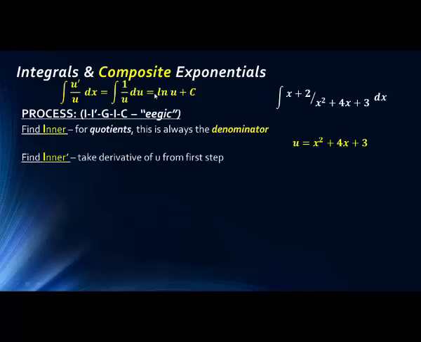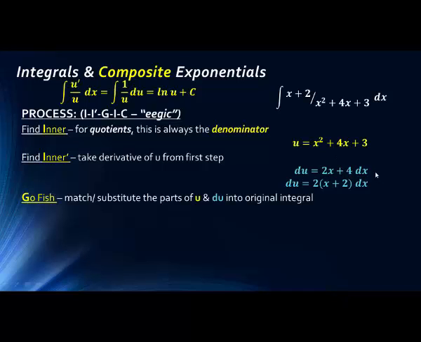Okay, so we've set up u. It's always the denominator. When we have a fraction, the u is the denominator. We take the derivative of u from the first step. So the derivative of this is 2x plus 4. Again, I see that that doesn't match exactly, so I factor it. Now I get 2 times x plus 2, which I see there, dx.